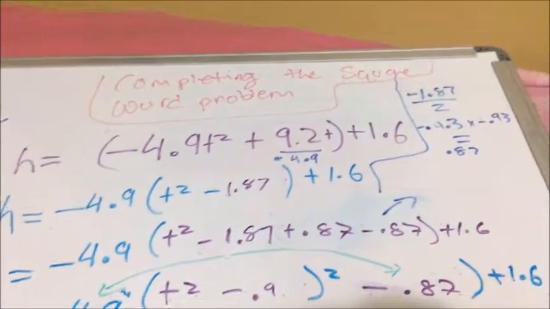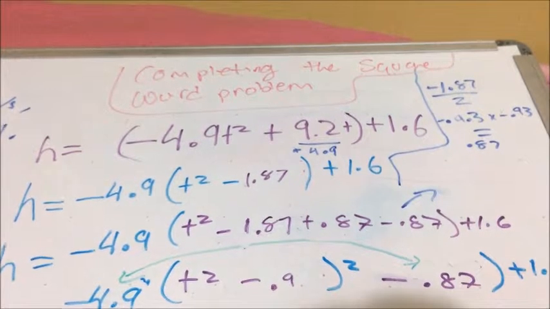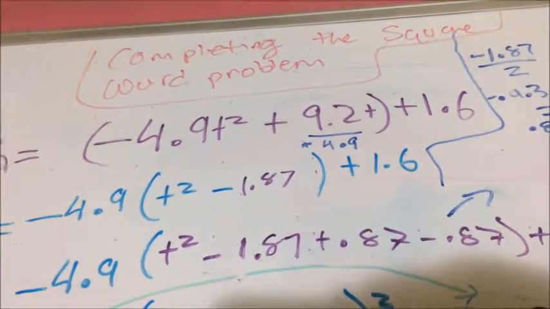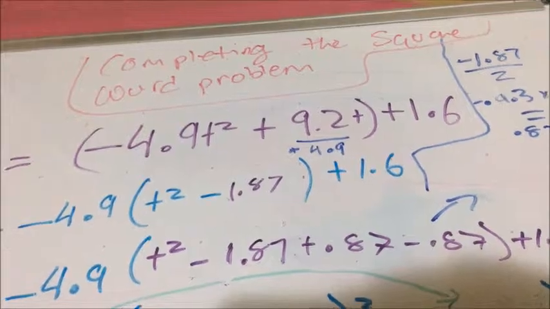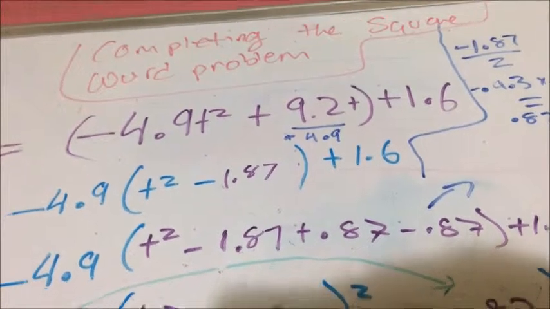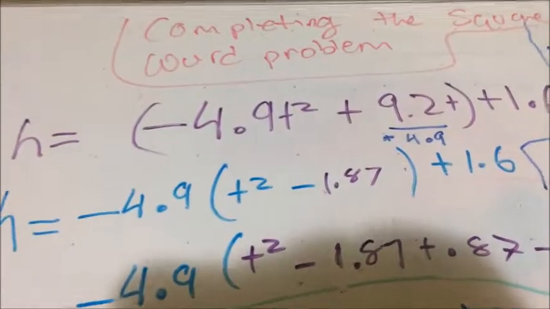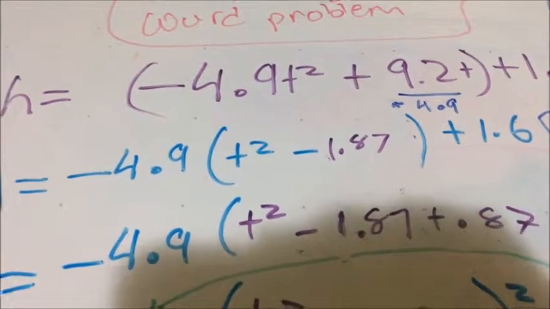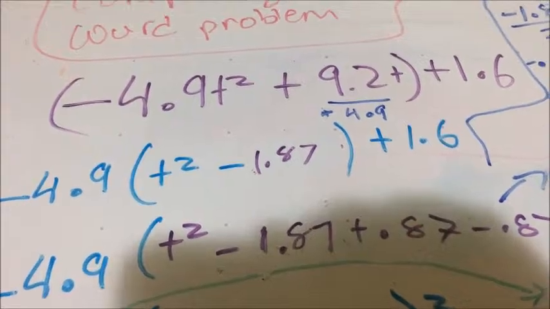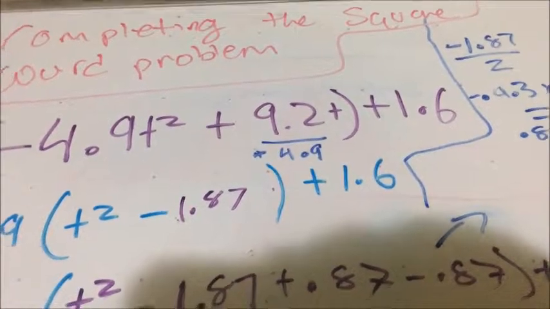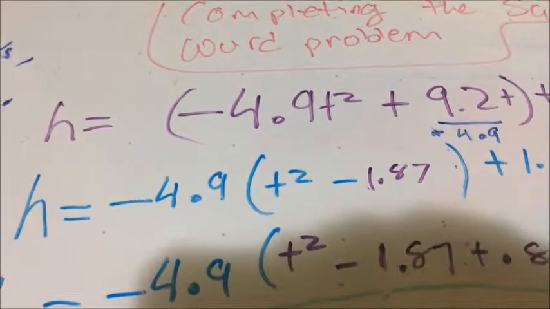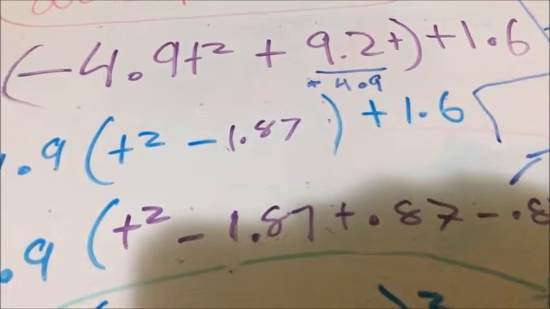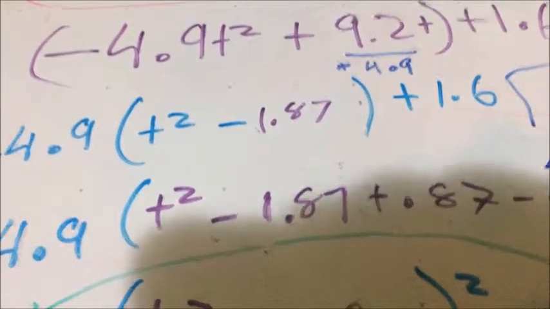So the first step to completing the square is adding brackets to the t terms, and in this case the two t terms are negative 4.9 t squared and 9.2 t. Now you have to get t squared by itself, so what you basically do is divide 9.2 by negative 4.9 to get it by itself, and you divide negative 4.9 by negative 4.9, so you get t squared minus 1.87 t in the brackets.